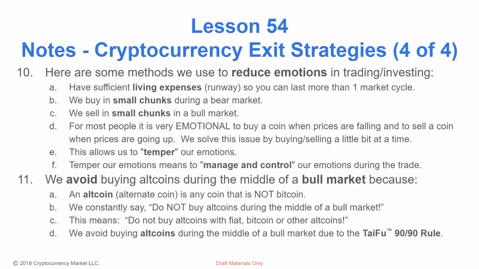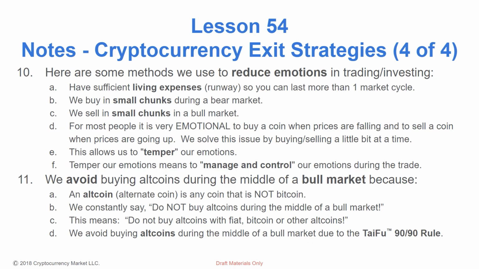We avoid buying altcoins during the middle of a bull market due to the Taifu 90-90 rule. The Taifu 90-90 rule states that we can anticipate that 90% of the coins will crash 90%, and then after they crash 90%, 90% of them will never come back to life again. They will die and never come back. No one will ever talk about them, and no one will ever work on them again. And we just lost all our money. So because of the 90-90 rule, we do not want to buy into an altcoin and then next week it crashes 90% and there's a 90% chance that it will never recover again.